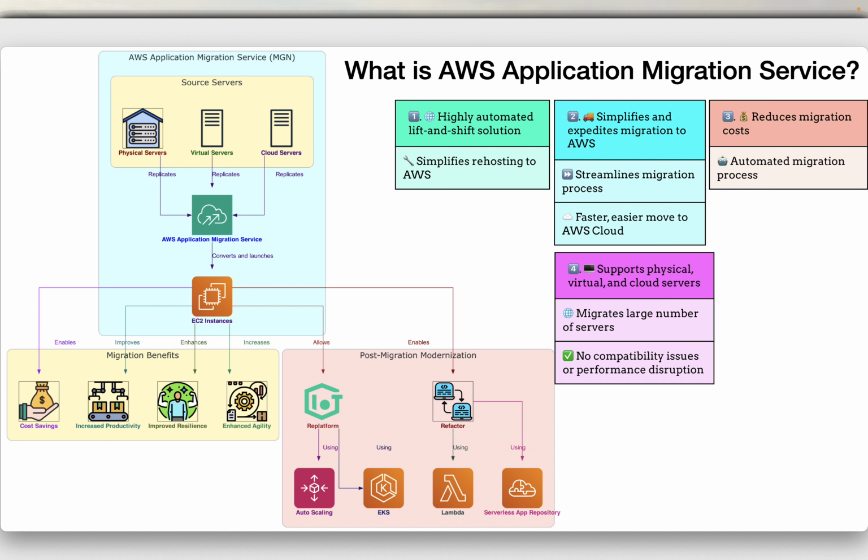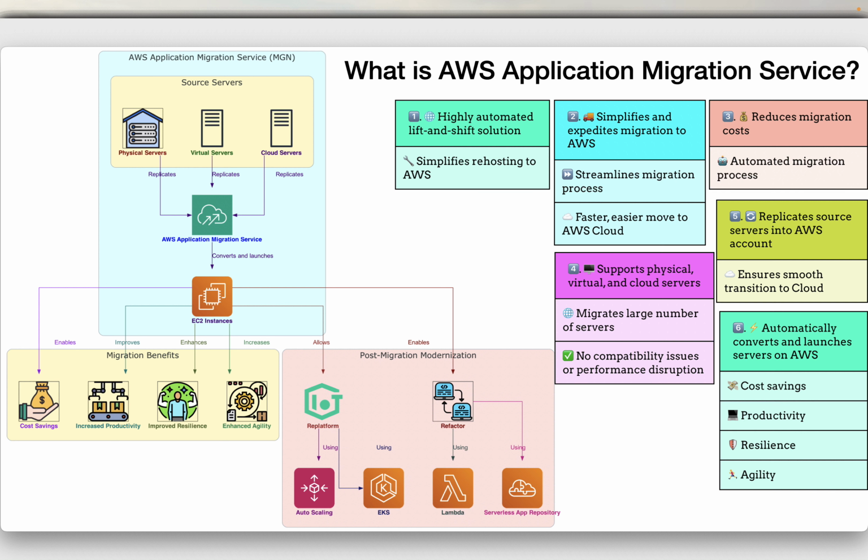Application Migration Service can migrate a large number of servers, including physical, virtual, and cloud-based servers, without compatibility issues or performance disruption. Migration Service replicates the source servers into your AWS account, ensuring a smooth transition to the cloud. When you are ready, Migration Service automatically converts and launches your servers on AWS, allowing you to quickly benefit from the advantages of the cloud, such as cost savings, productivity, resilience, and agility.